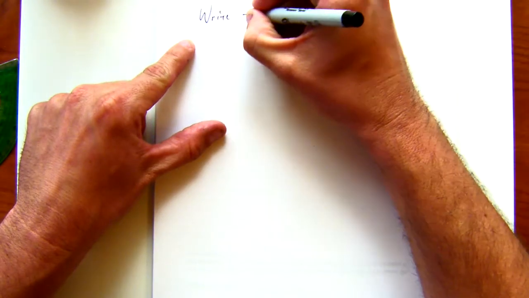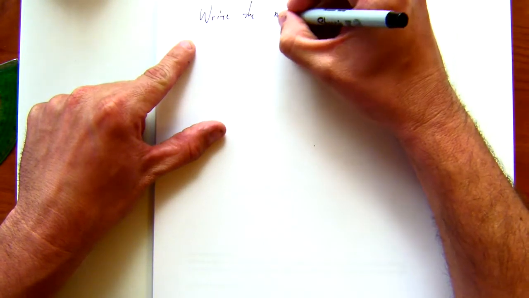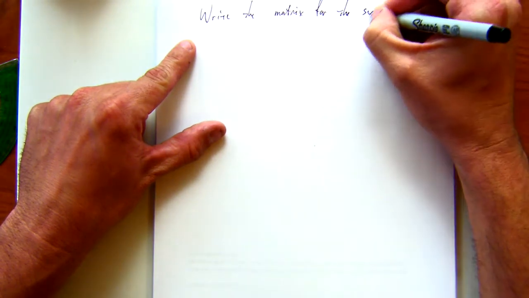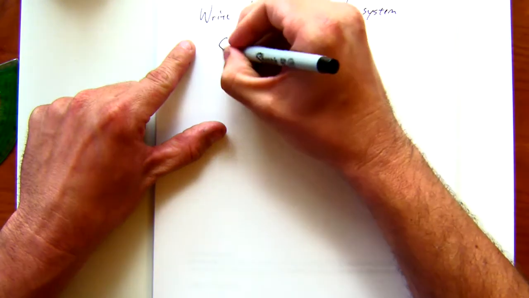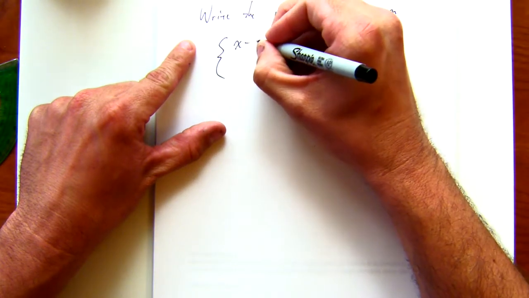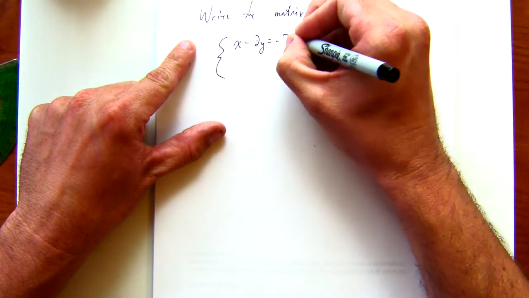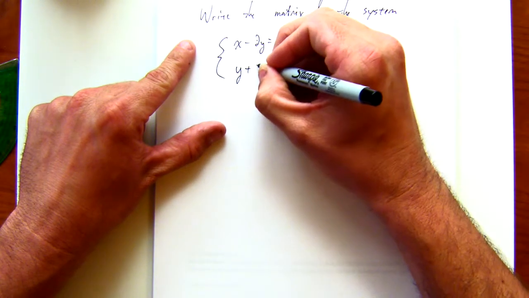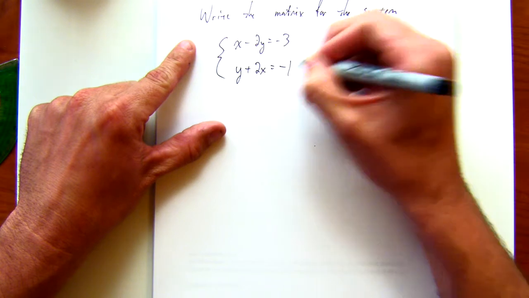Write the matrix for the system: x minus 2y is equal to negative 3, and then let's say y plus 2x is equal to negative 1.